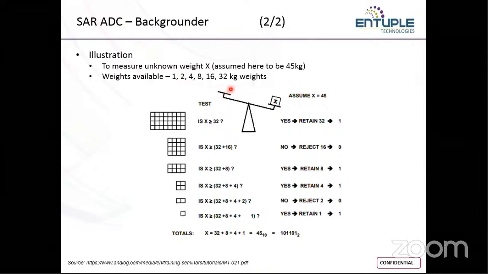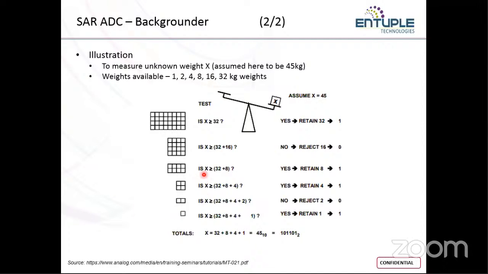So what happens? This unknown weight is larger, so it will get declined on this side, and the output goes to the comparator. What will be the comparator result? 32 is less than 45, or 32 is less than X. If it is less than X, then that particular weight is retained, because along with this you should add some more weights. When a weight is retained, the output will be a logic 1.